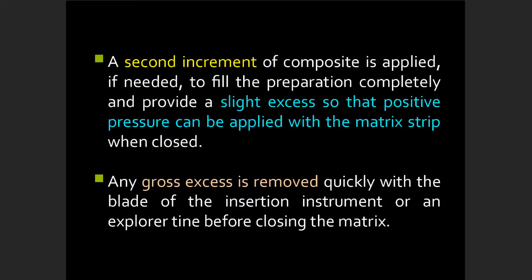Now we know that we have to place the composite in small increments. A second increment of composite is applied if needed to build the preparation completely and provide slight excess so that positive pressure can be applied with the matrix tip when closed. So you can put some extra composite when you're doing class 3, so that with the matrix band you can apply pressure onto the composite and hold the matrix band against it, so that you don't have any voids or air spaces, and the composite compacts well and bonds well with the walls.